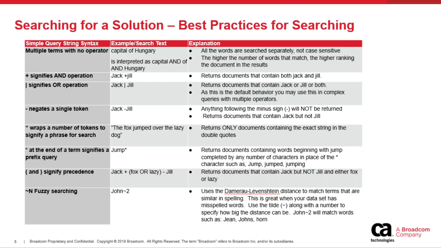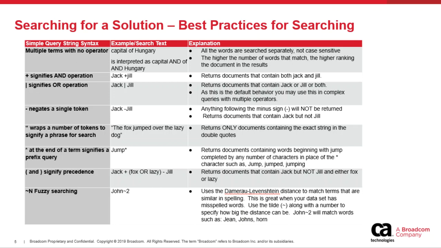Now we also have something to signify precedence that is used with the parentheses. So in this example, Jack AND open paren fox OR lazy close paren minus Jill. Effectively, that returns documents that contain Jack but not Jill and either fox or lazy.